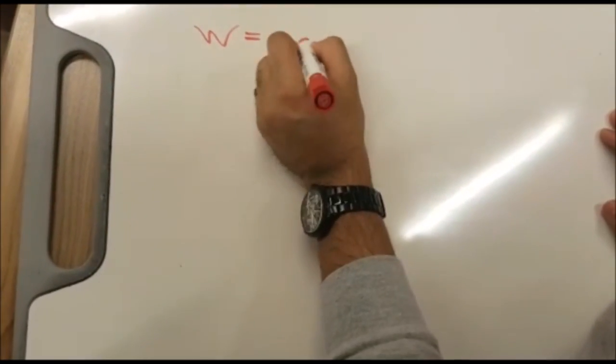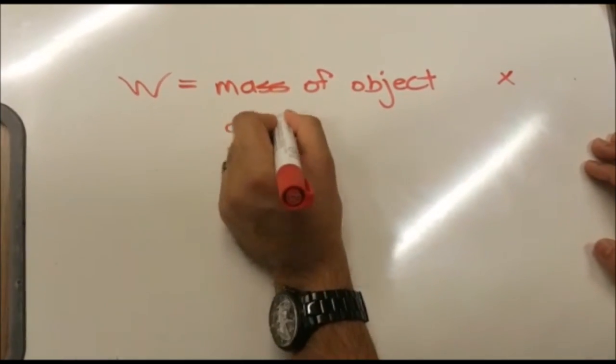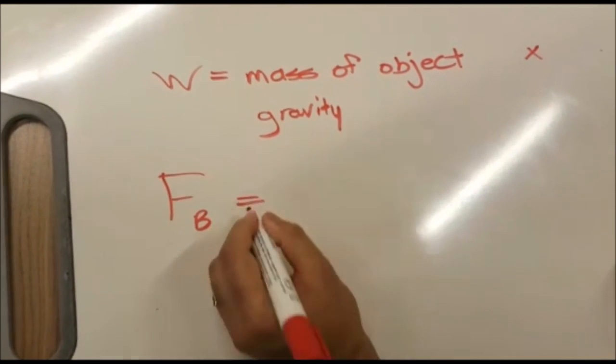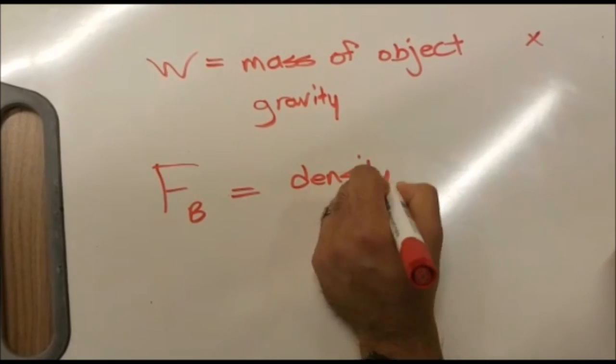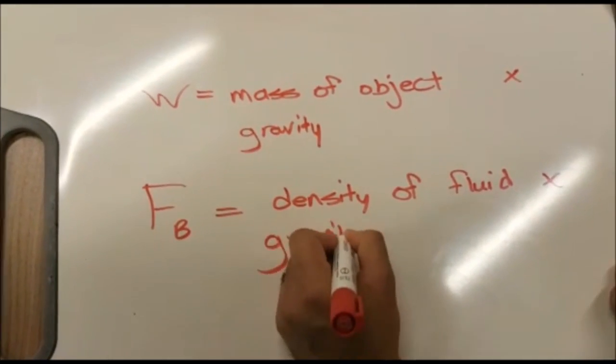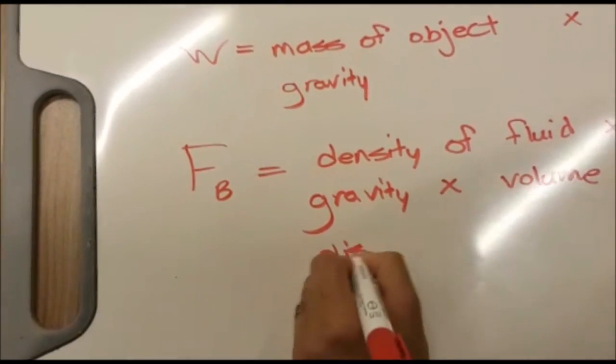Why is that, you might ask? Well, we know there are two forces acting in the y direction. The weight pulling the ball downward and the buoyant force pushing the ball upward. Now, as you know by now, weight is equal to the mass of the object multiplied by the gravitational pull. The buoyant force is equal to the density of the fluid multiplied by the gravitational pull multiplied by the volume of the fluid displaced.